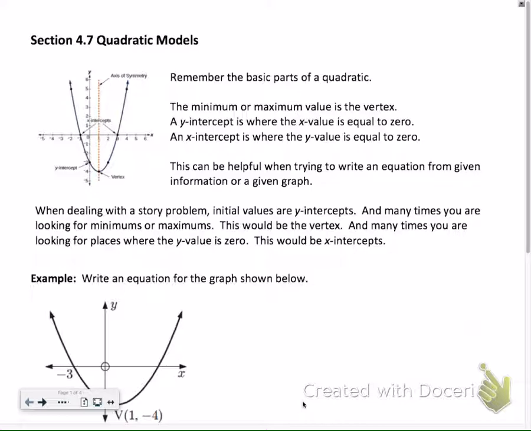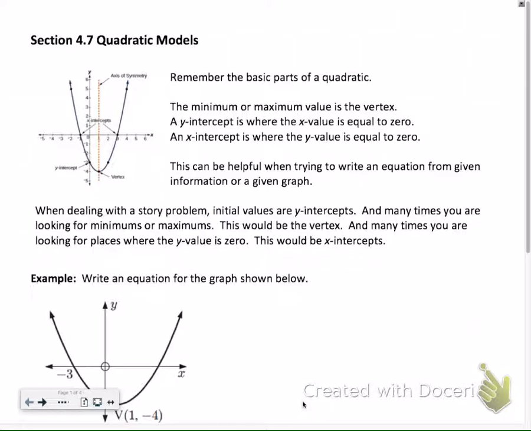You've got your minimum or maximum that happens at the vertex. The y-intercept is where your x is equal to 0. The x-intercept is where your y is equal to 0. And the reason that I mentioned that is that that information could help you write an equation from given information or even from a graph. Or if you have the equation, knowing those things might help you know what to do with them.